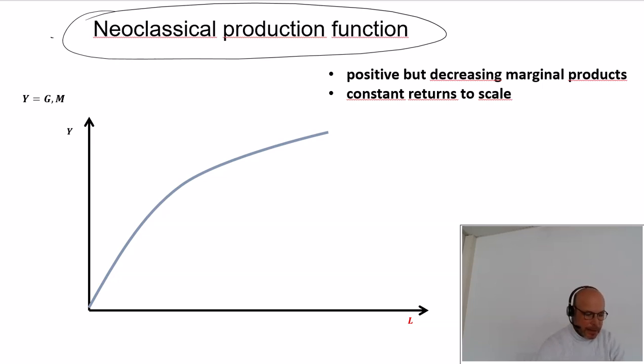Yeah, especially you can already look up what it means that we have positive but decreasing marginal product, and what constant returns to scale production means.